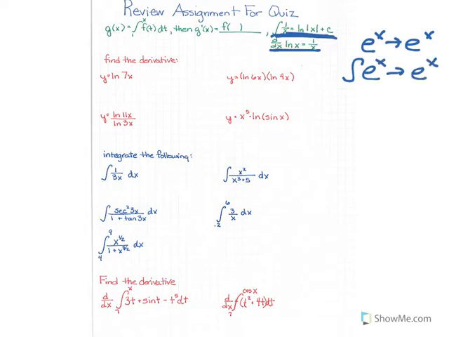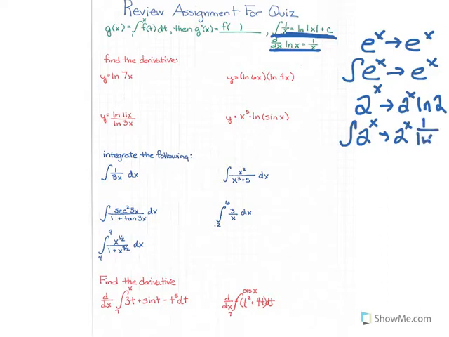And we'll also look at problems involving a number like 2 to the x. The derivative of that is 2 to the x times the ln of 2. And the integral of something to the x will be 2 to the x times 1 over ln of 2. Those problems will be coming up later in there.